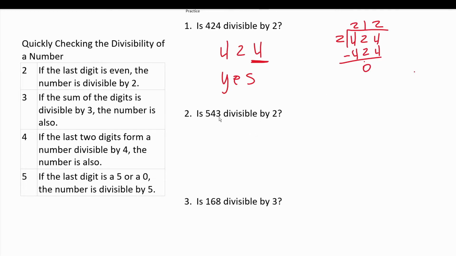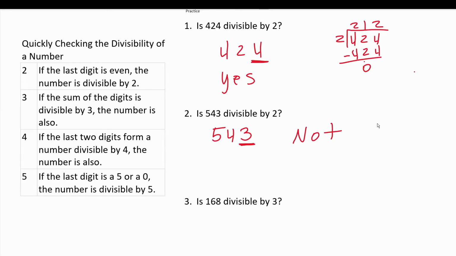Okay, let's look at 543 now. Is 543 divisible by 2? Well, according to our rule over here, we look at the last digit, notably 3. Since 3 is not even, we know that 543 is not divisible by 2.